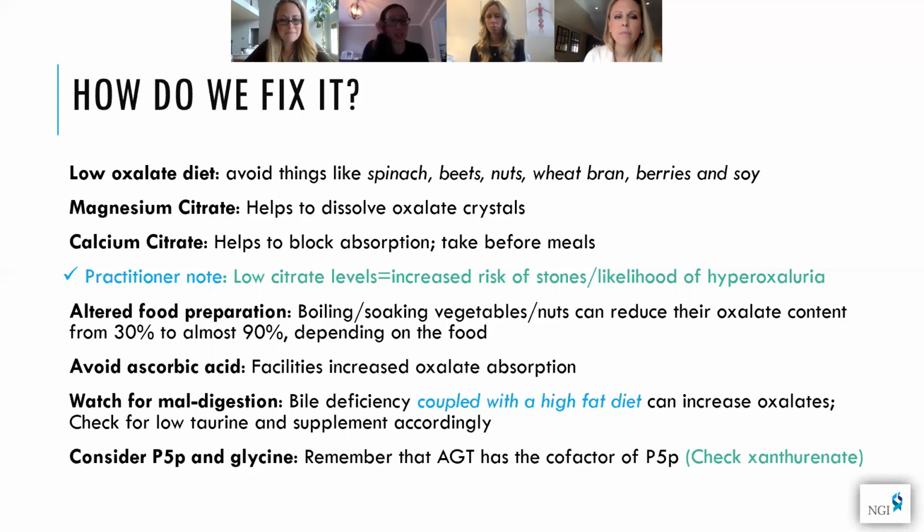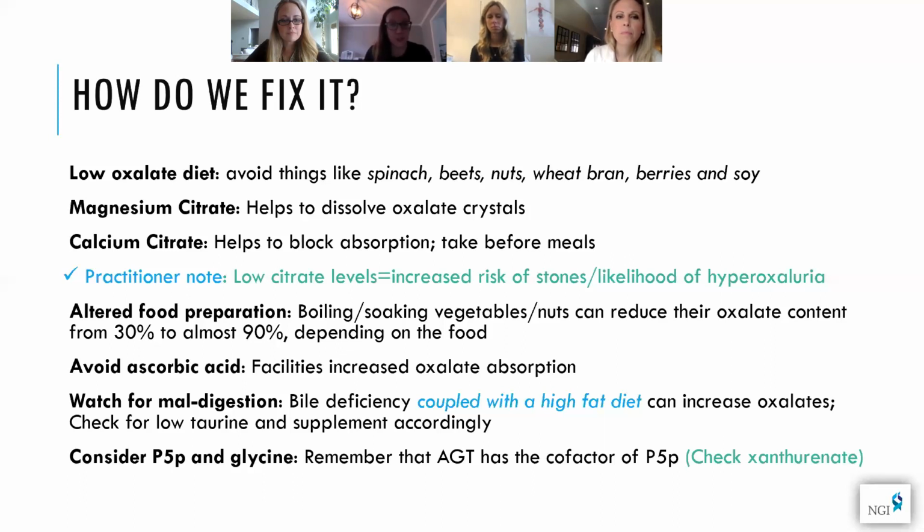Magnesium citrate can actually help to dissolve these oxalate crystals when they have started to accumulate, so that can be very helpful. And calcium citrate can help to block the absorption. So this can be taken as a prophylactic almost. If someone knows they're going to be consuming a good amount of oxalates and they can't really avoid it, this may help to block that absorption in their body.